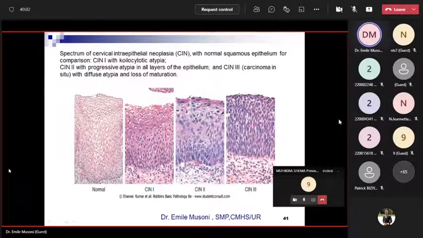This image you have seen in general pathology. This one is CIN3, but the membrane is still intact, meaning that once you remove that tumor, there will be a good outcome. There will be a good prognosis.